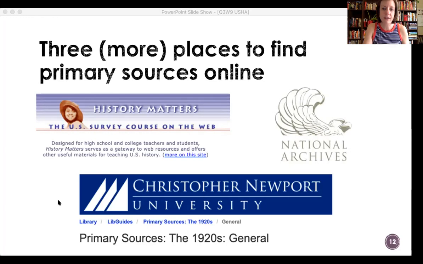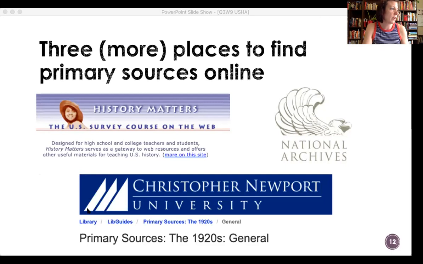And then the last thing on here is a research guide or library guide from Christopher Newport University. I don't know anything about this particular school, but their librarians have done, I think, a really good job of putting together some information in one place. So all of these are posted on Schoology, and I will pop over to my web browser to show you what each of these look like as well.